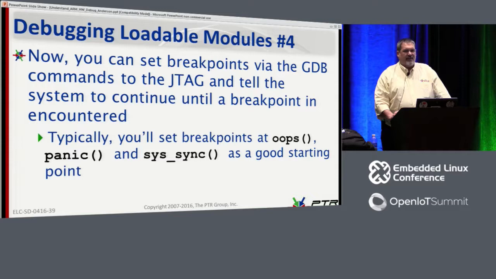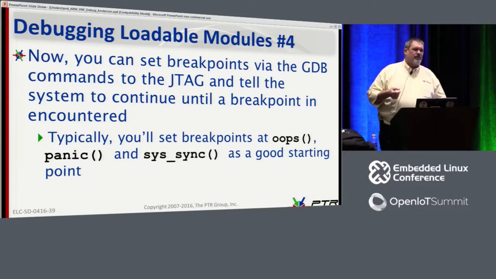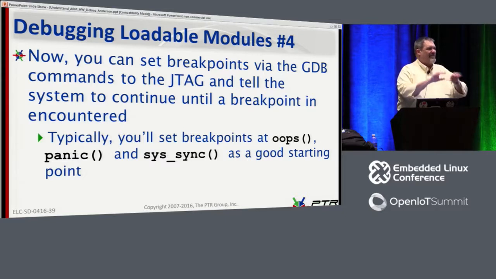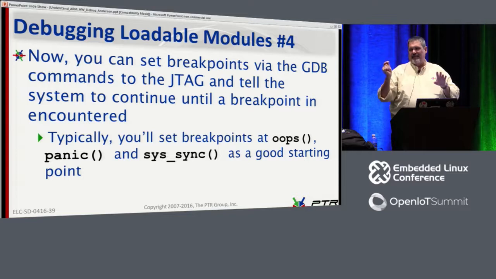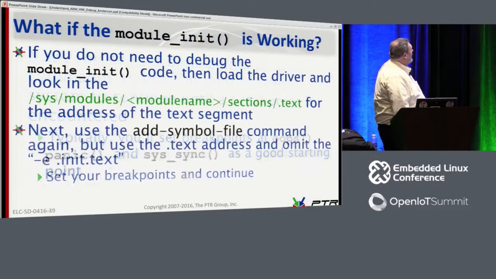The oops and the panic are pretty obvious. If you're encountering an oops or a panic, you're going to trap to that point, you'll jump out to the debugger. But sys_sync is not necessarily as obvious. The reason that you put a breakpoint at sys_sync is so that from the user's command line, you can type the command sync and it'll trap to the debugger. That gives you an easy way of always being able to jump into the debugger from user space. So as long as you have those breakpoints set, you should be good as a starting point, and then you can start stepping through the code from there.